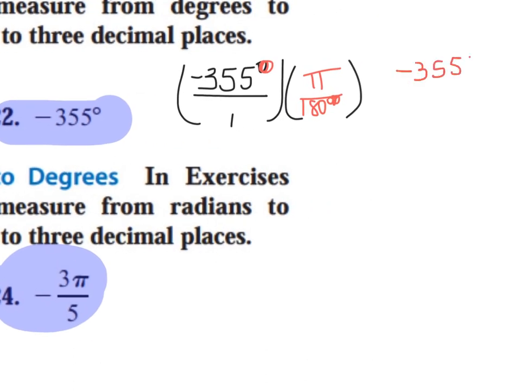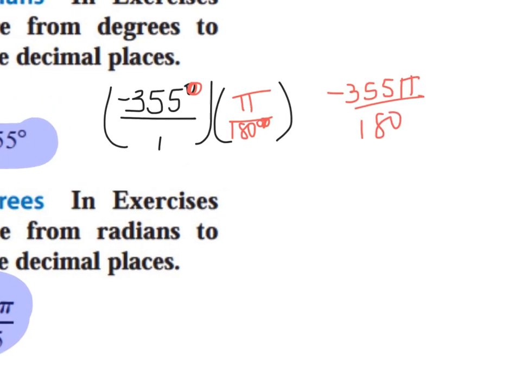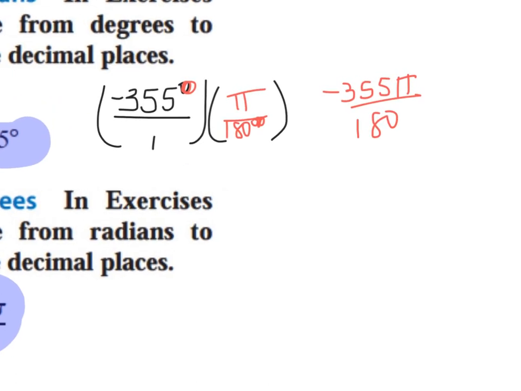So, guys, what is negative 355 divided by 180? Can I simplify that? Yes, you can, at least by 5. What's 355 divided by 5? Negative 71. Okay. What's 180 divided by 5? 36. Okay, does that simplify more? I don't think so. So negative 71 pi over 36. That's it. Degrees to radians, radians to degrees.